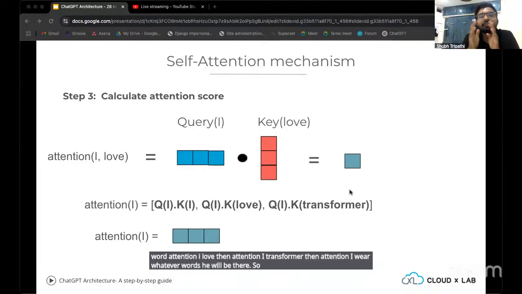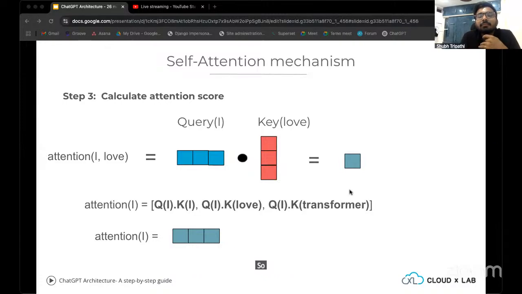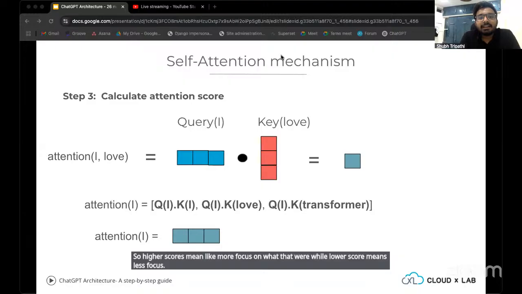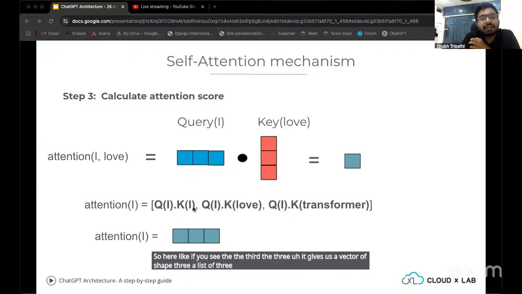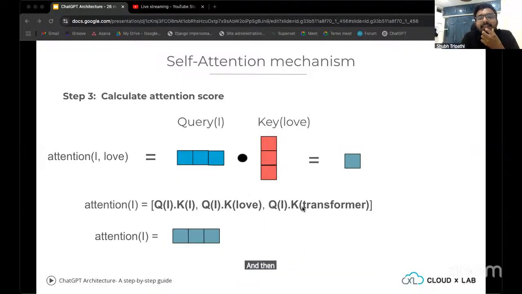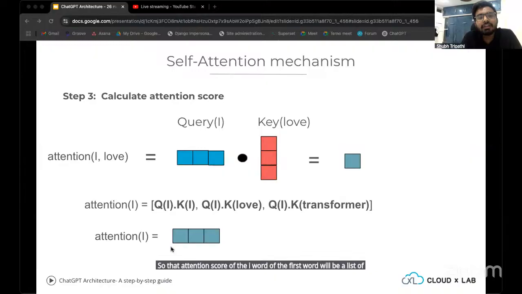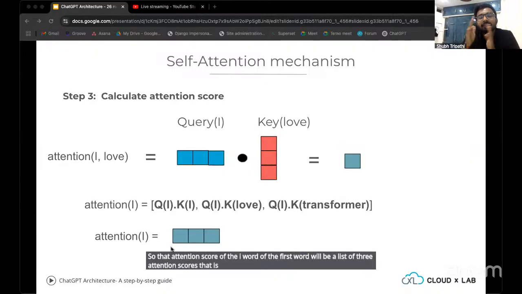So for each word, we would have computed the attention score for I. Higher scores mean more focus on that word, while lower scores mean less focus. Here, if you see the three, it gives us a vector of shape three, a list of three elements. The first is Qi into Ki, which is the relevance of the word with itself. Then the I with love, and then the I with transformer. So the attention score of the I word, or the first word, will be a list of three attention scores: with I, with love, and with transformer.